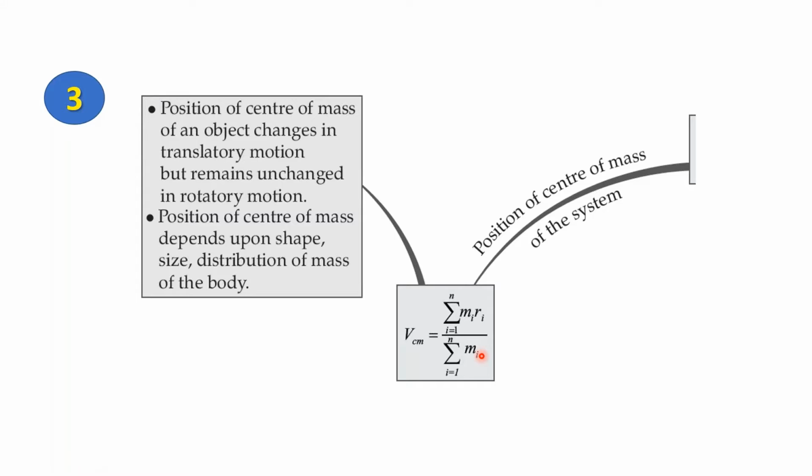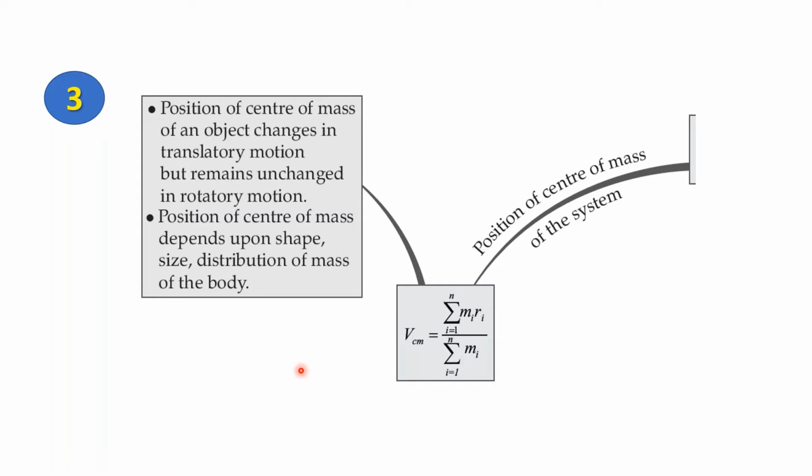So in order to give a general formula, we use this summation formula, that is sigma i is equal to 1 to n, mi r i, where m is for mass, r is for the length or the distance, divided by sigma i is equal to 1 to n mi, and again m is the mass.